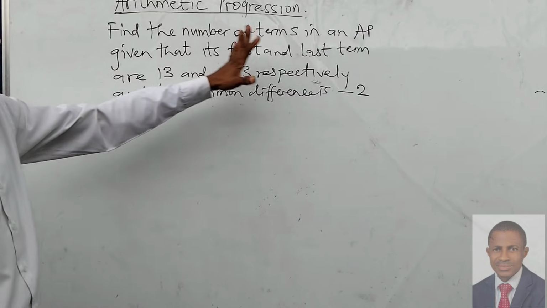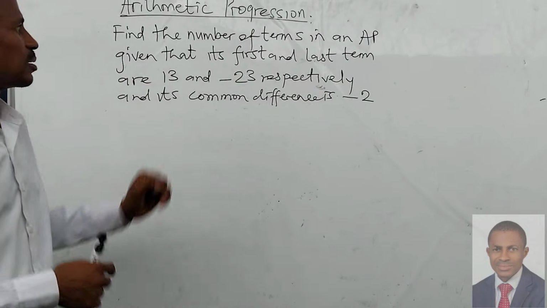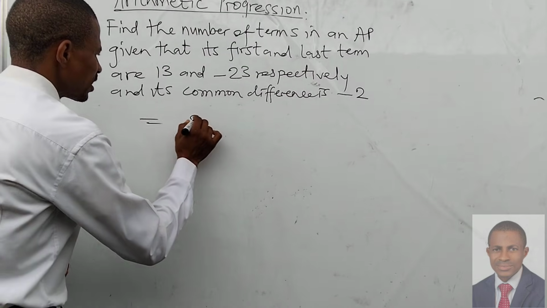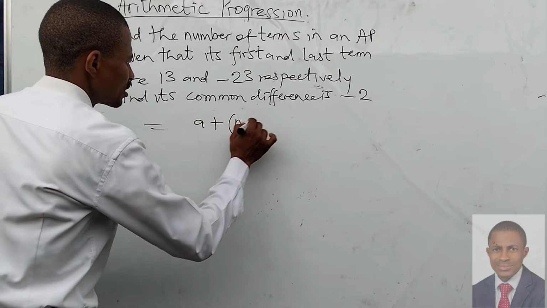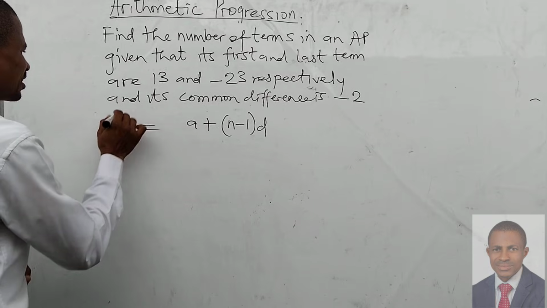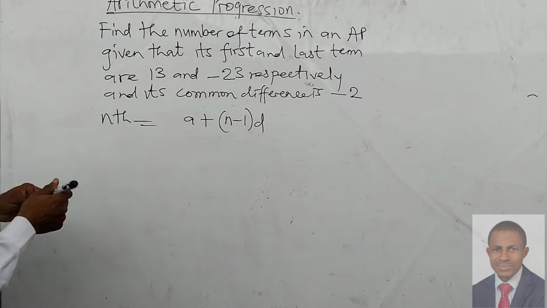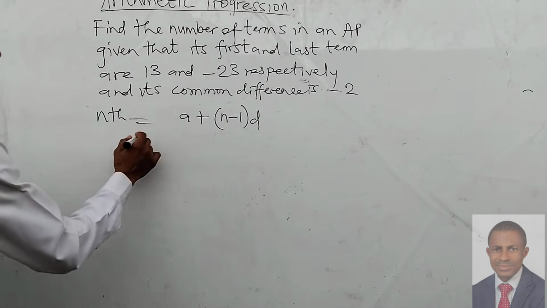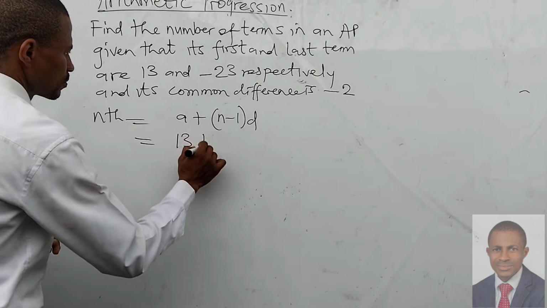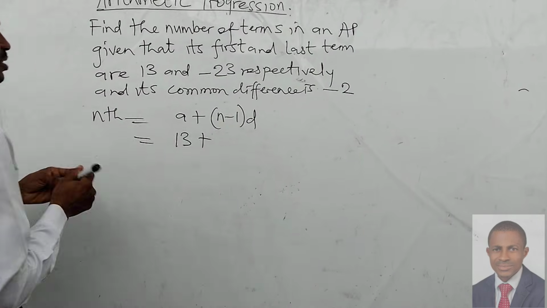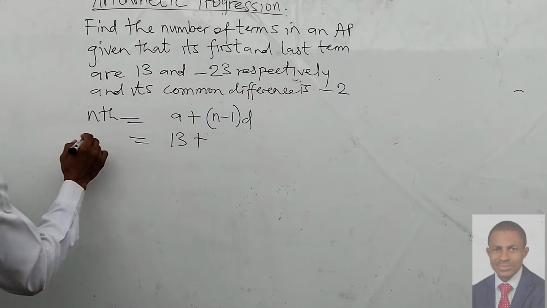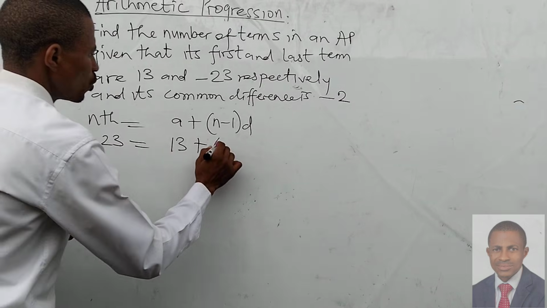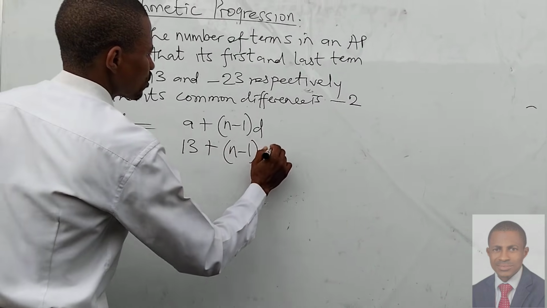Question. Find the number of terms. So what we are looking for is n here in an AP. The general formula is a plus open bracket n minus 1 close bracket d for any given nth term. Now we are told to find the number of terms in an AP, given that the first term, which is a here, is 13. And then we are told that the last term is minus 23. So we have minus 23 here. This is the last term, this is the first term. We are looking for n, and the common difference is minus 2.